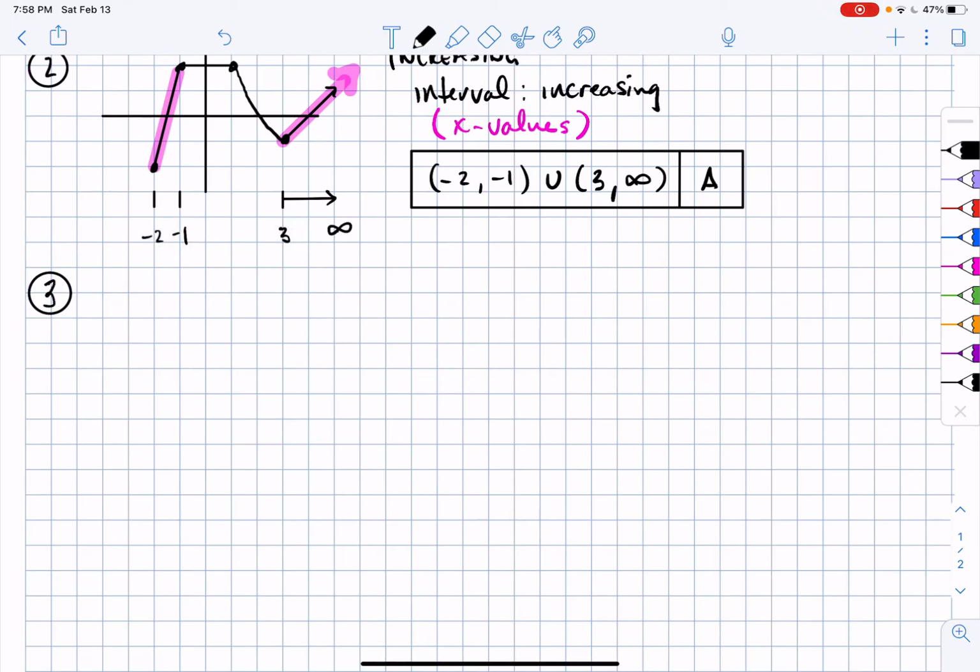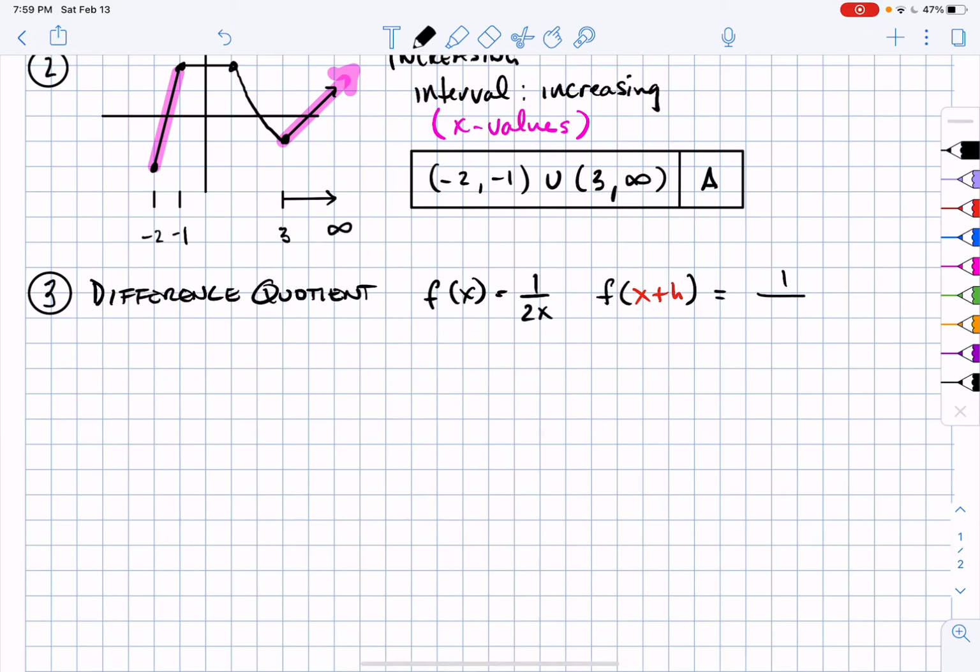Number 3. All right, so this wants the difference quotient. Difference quotient is something that you should know, should remember. And this is f of x equals 1 over 2x. Given f of x, I also need to know f of x plus h, which means wherever the x is in f of x, I have to replace that x with x plus h. So that means this is going to equal 1 over 2 times (x plus h).